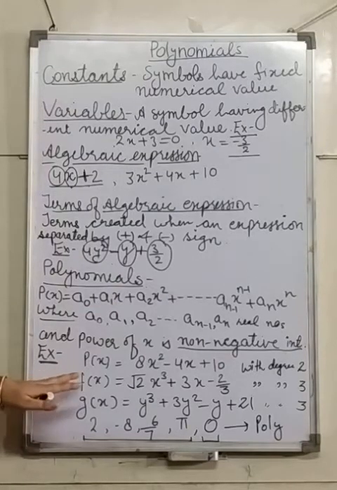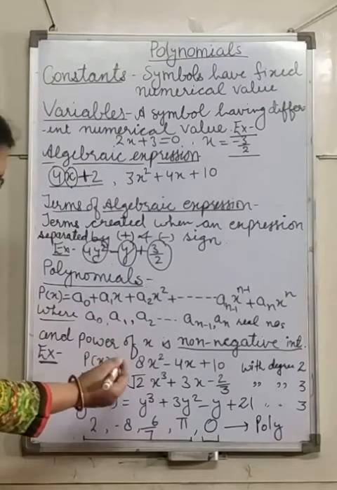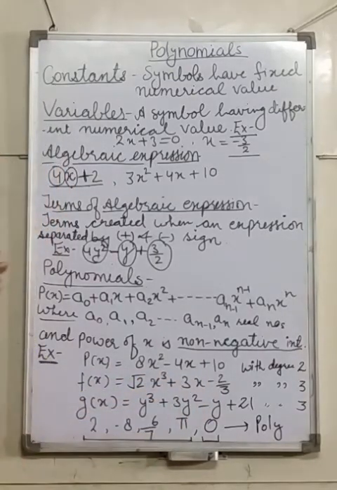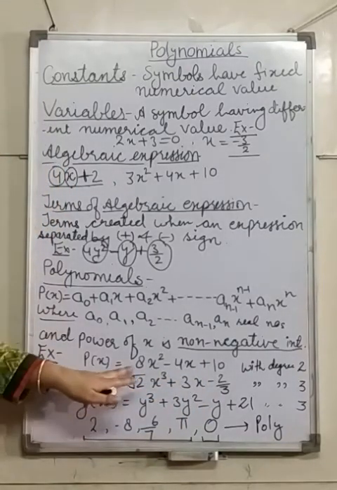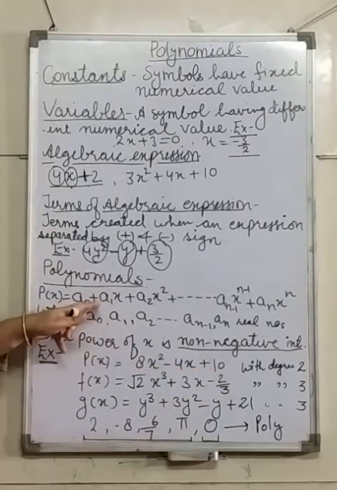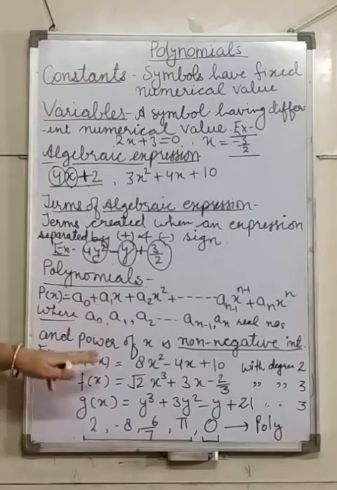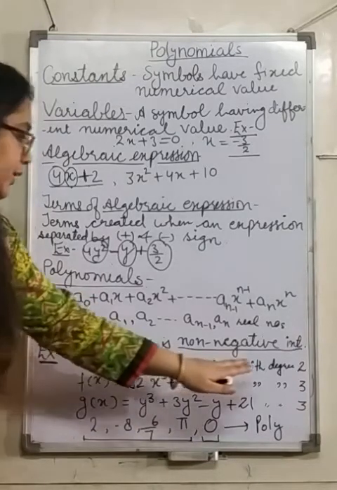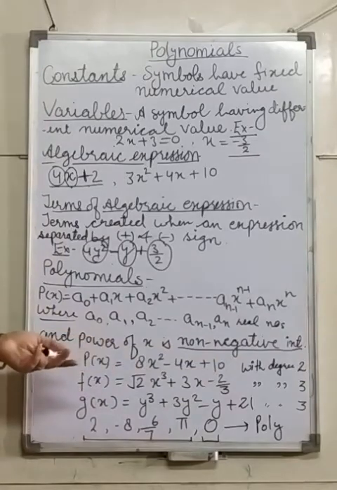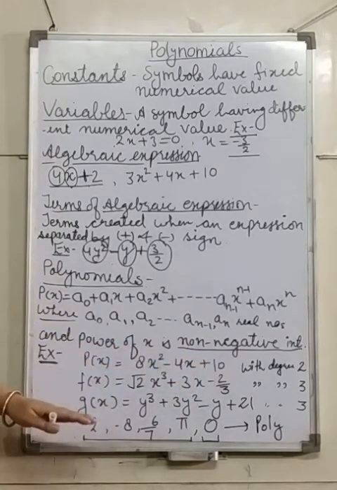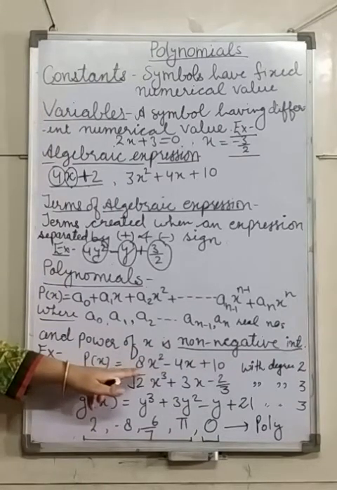So for example, p(x) equals 8x square minus 4x plus 10. This is a polynomial: constant, variable, mathematical operation and following this rule. Fine. So if we discuss the degree of this polynomial, the degree of this polynomial is 2. And what is degree? First of all, degree is the highest power of the given polynomial. So the degree of this polynomial is 2.